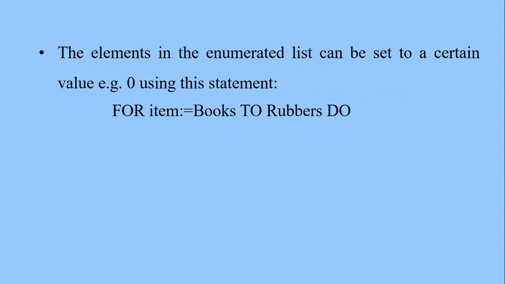For item, books to hours do. In other words, for books assigned to item, or the memory location or the possession of books assigned to item, to the possession for hours do. Remember, in this case, when we use the word books and hours, we are simply referring to the order in which these elements are listed in our definition for stock, or in our definition that we have already defined.